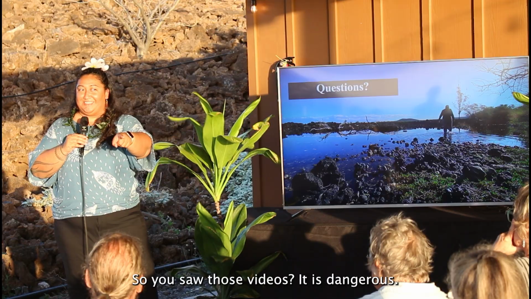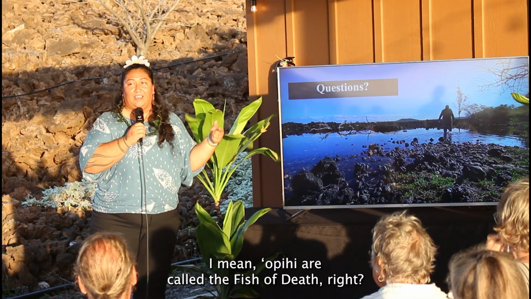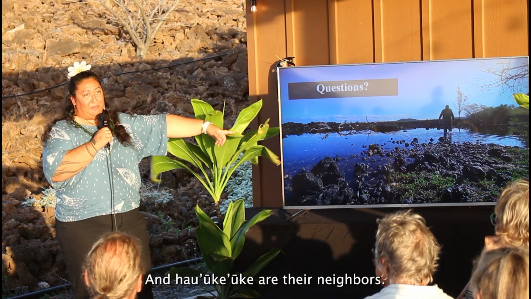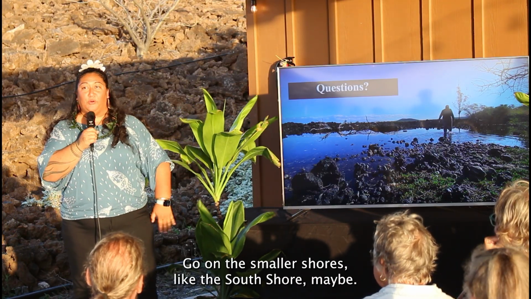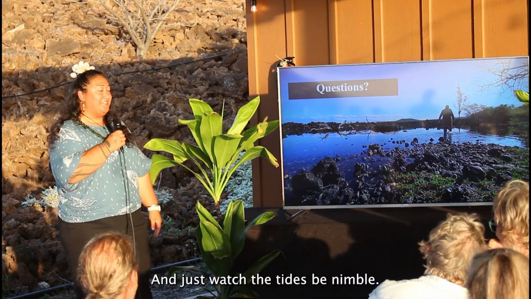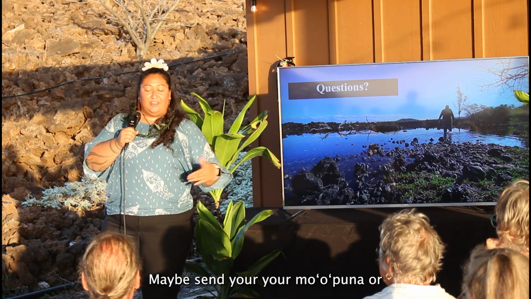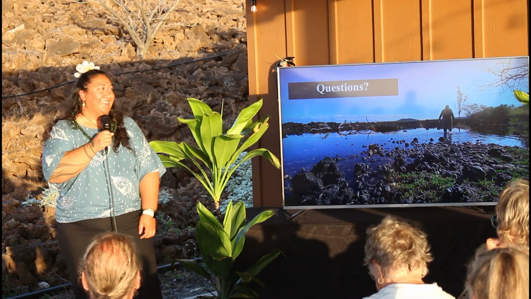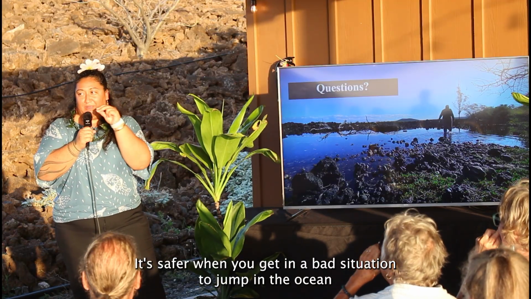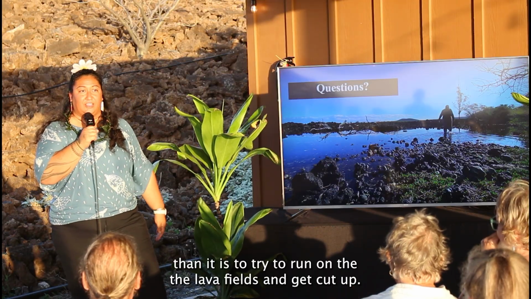It is dangerous, yes. You saw those videos. Ōpihi are called the fish of death, right? And hau'ukeuke are their neighbors. So go on the smaller shores, like the South Shore, maybe, and just watch the tides. Be nimble. Maybe send your mo'opuna or the ōpiho, as long as they know how to swim. It's safer when you get in a bad situation to jump in the ocean than to try to run on the lava fields and get cut up.